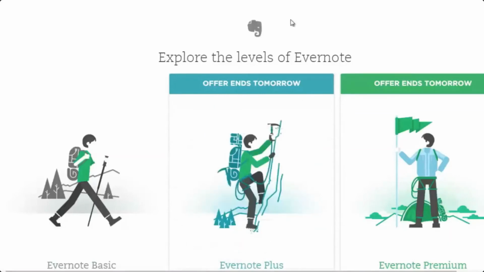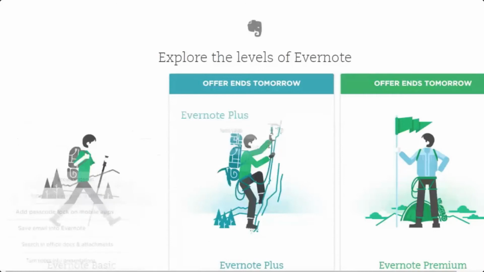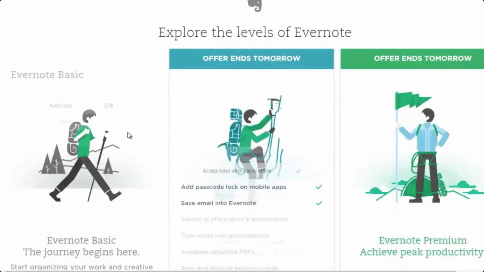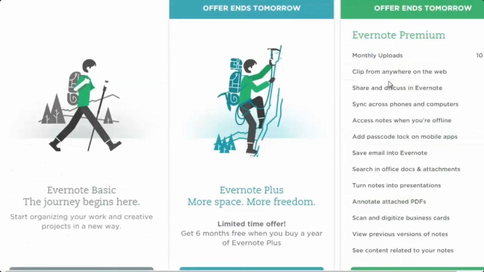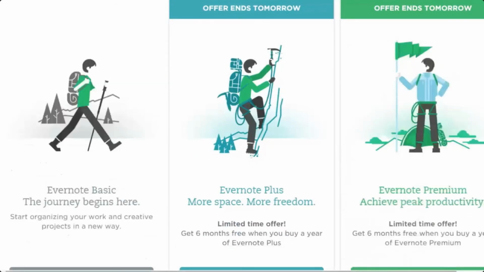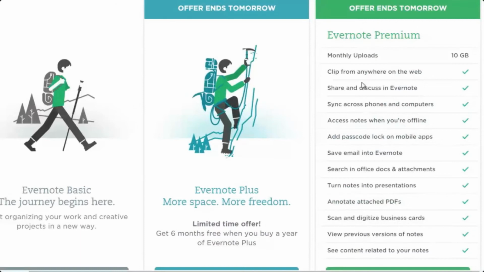So when you go to Evernote and you sign up, this is what you're going to see. You're going to see 3 different levels. And as you can see, there's different options for different levels. So I've actually used the premium version. And as you can see here, you can clip from anywhere on the web. So you can actually grab it and turn it into a note. So this is not just merely creating notes. It's about grabbing stuff elsewhere from your research. You can share and discuss within Evernote.